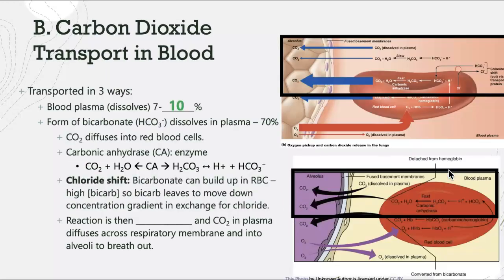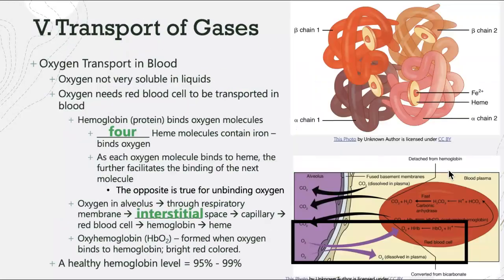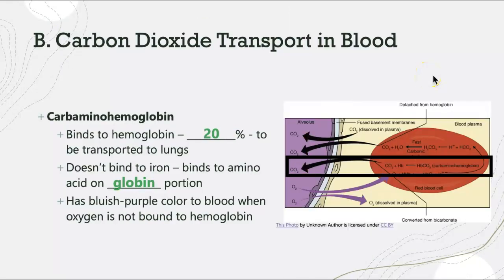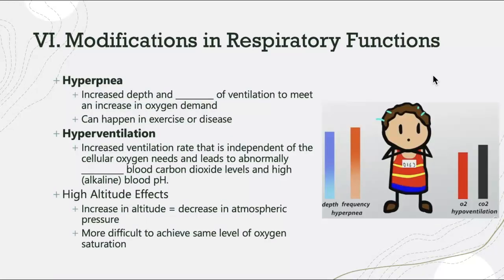So I'm going to go back a few slides to reference that hemoglobin molecule again. What it means is it's binding to this globin molecule out here, this protein, rather than the iron itself. And so when we have it bound in that globin, we are going to see a bluish purple color to the blood. Now let's talk about some modifications in respiratory functions.